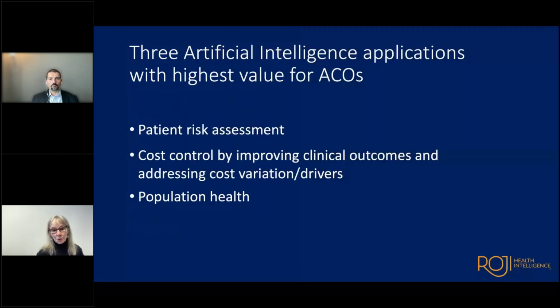And here are three that we're going to target today. Patient risk assessment, cost control by improving clinical outcomes. So these two are together here, and then population health. And now I'm going to turn it over to Dave.